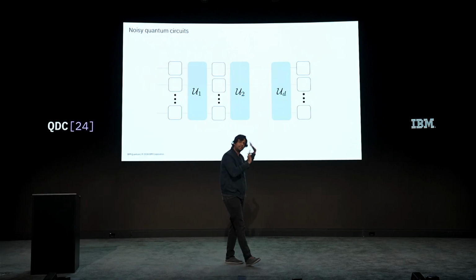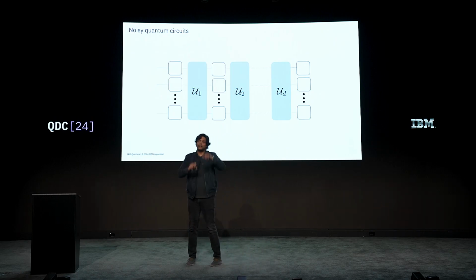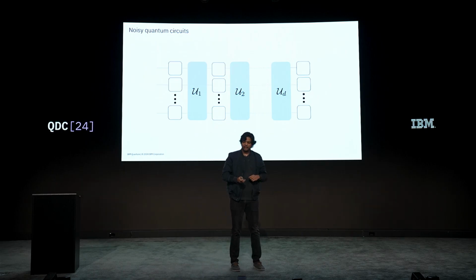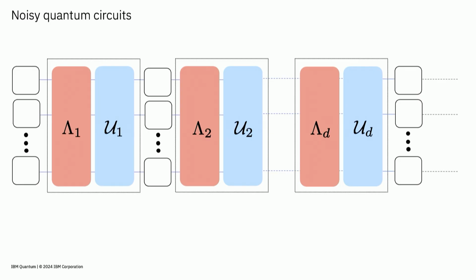So let's take the example of circuits of this nature, where we have certain layers. This is the ideal circuit. We have certain layers of parallelized entangling operations. That's what you see in these blue boxes. And now when you execute this on actual hardware, well, the circuit's going to be noisy. And so you can model this as, for each of those layers, a noise channel and the ideal unitary, right? And then we basically have to try and characterize these noise channels.